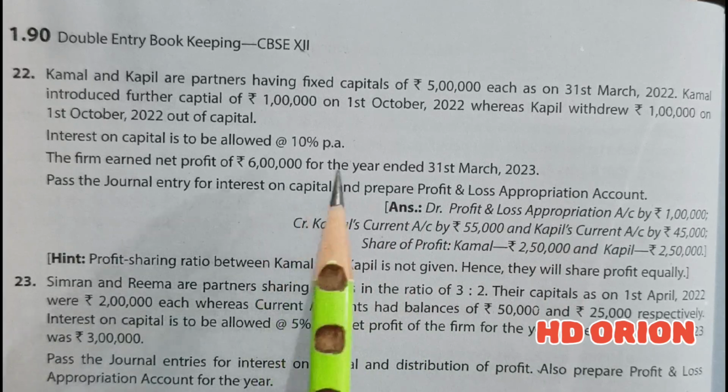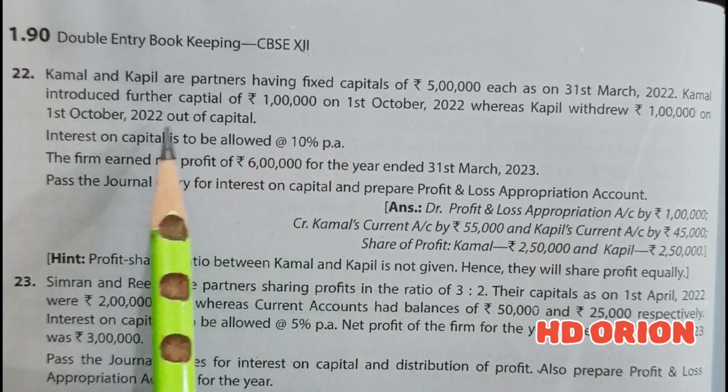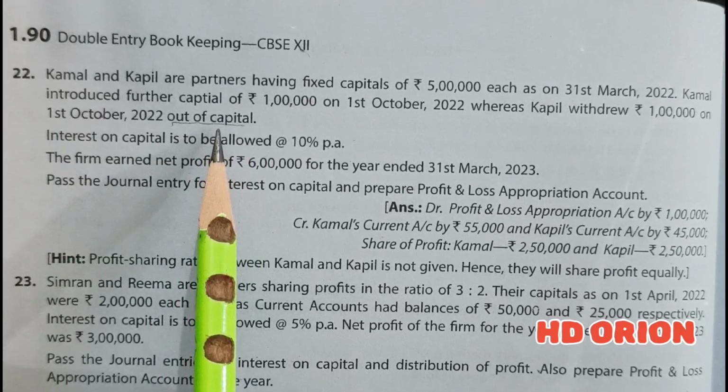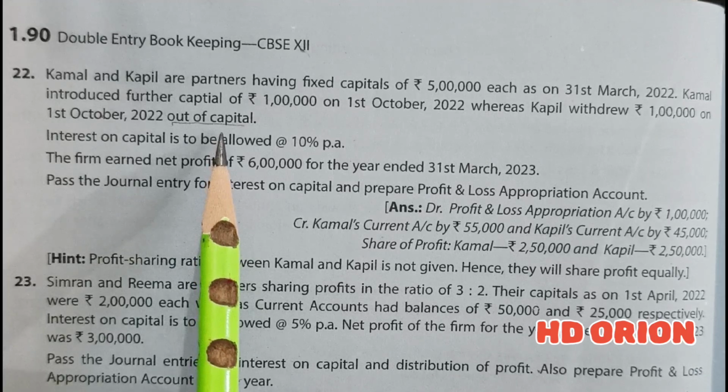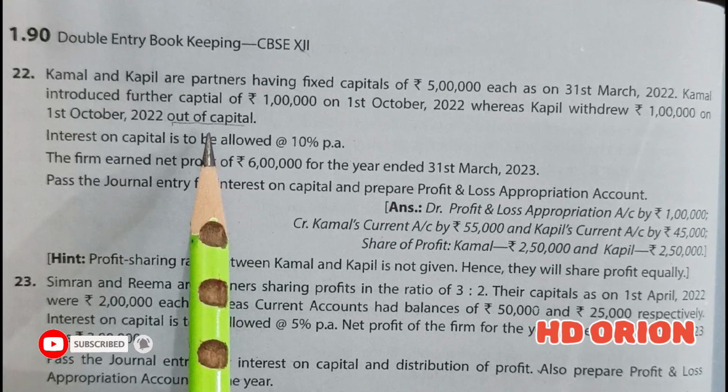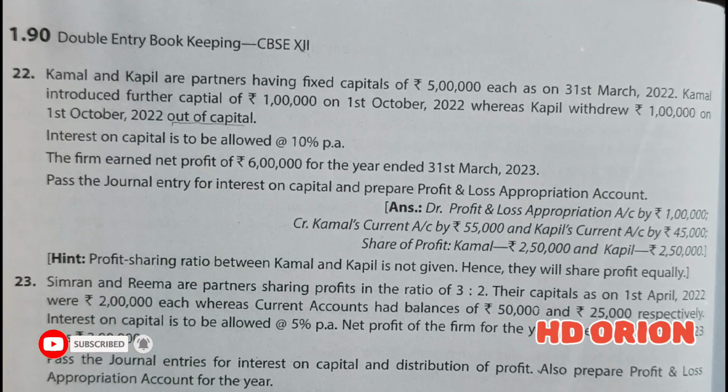Now in this question, there is drawings, but these drawings are out of capital, and therefore out of capital drawings are shown in capital accounts, never in partner's current account. If the words out of capital were not in the question, then it would be considered as drawings out of profit, which is to be shown in partner's current account. So let us see the solution for this.